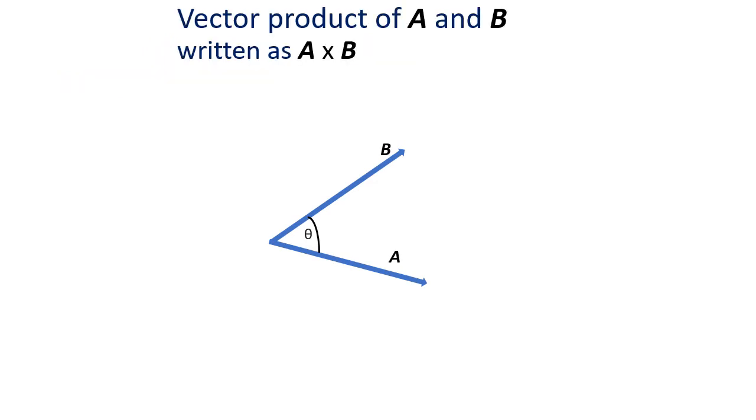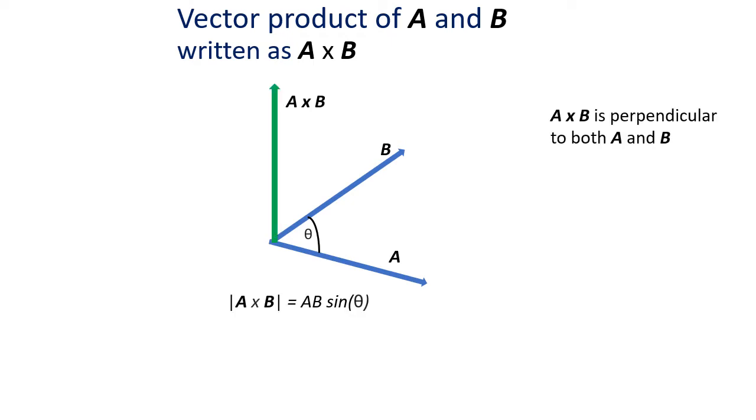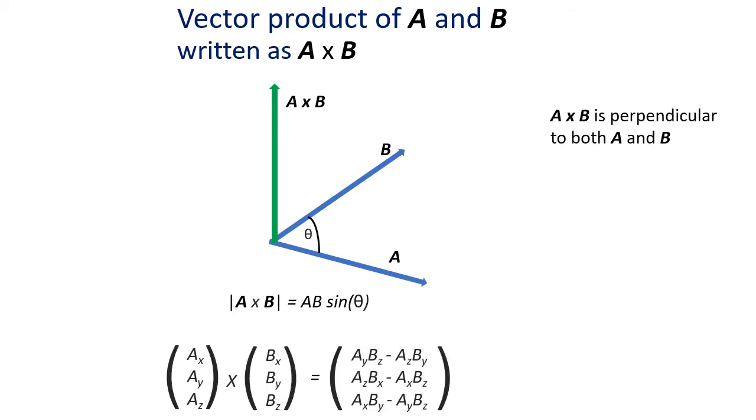The vector product of two vectors is written as A cross B and is a vector which is perpendicular to both A and B, and the magnitude of this vector is equal to the magnitude of A times the magnitude of B times the sine of the angle between them. And this is the formula for working out the vector product.